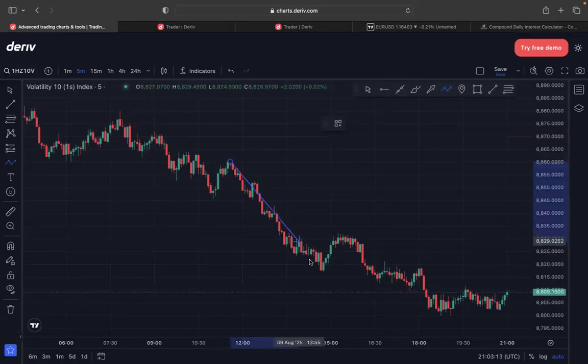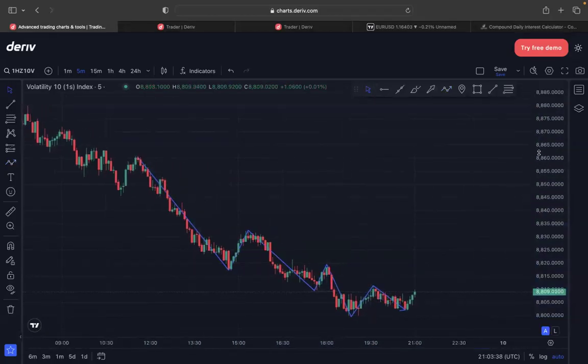As you can see from here, we have our lower low, lower high. We have our lower low. We cannot really call this a lower high yet because that's not giving us a break of structure. So we have this high and this low, and we're expecting a break of structure here to give us this high. That's what we're expecting to see here on the volatility 10 index.